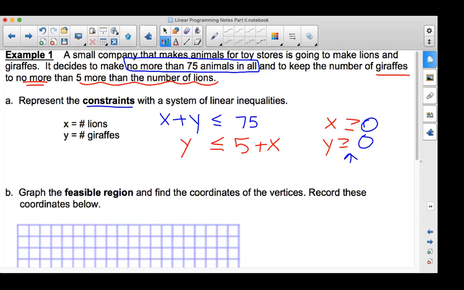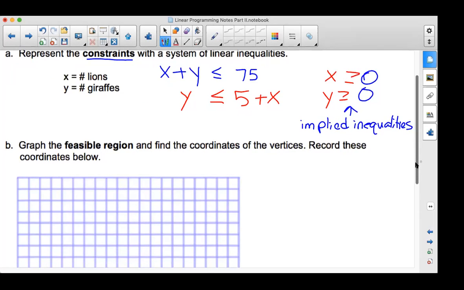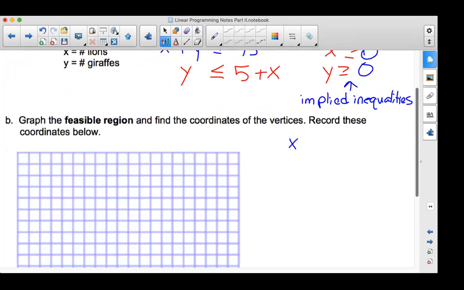So these we call like our implied inequalities or obvious inequalities. If it doesn't give us other information, we have to include these because I cannot make a negative amount of animals. I can't make a negative amount of any type of object. So anytime we have application problems, we're going to have those implied constraints. All right, so part B, let's graph this. We're going to graph those inequalities.